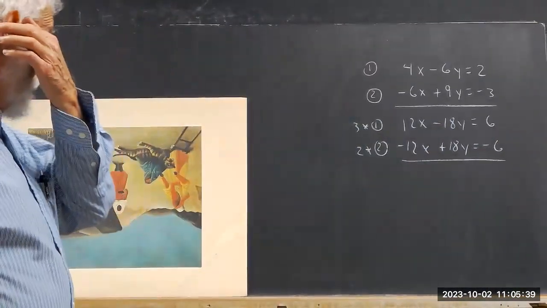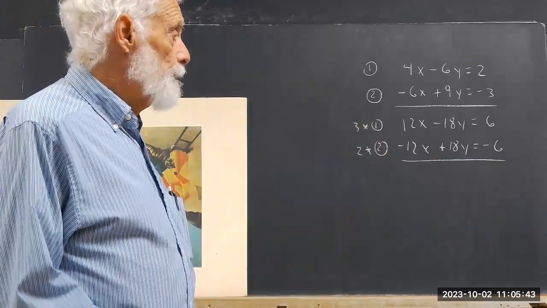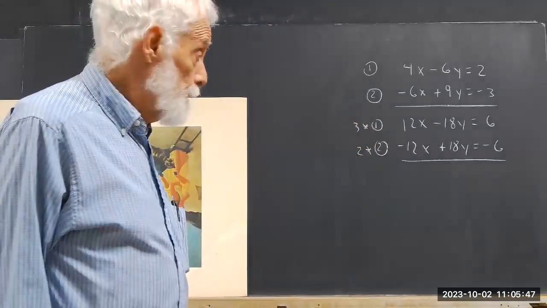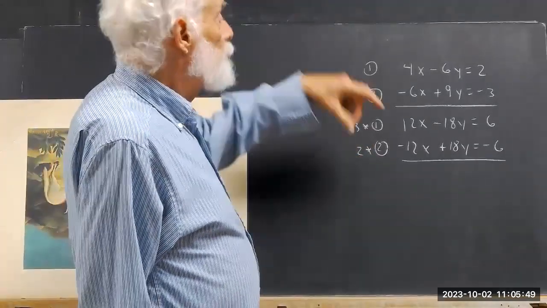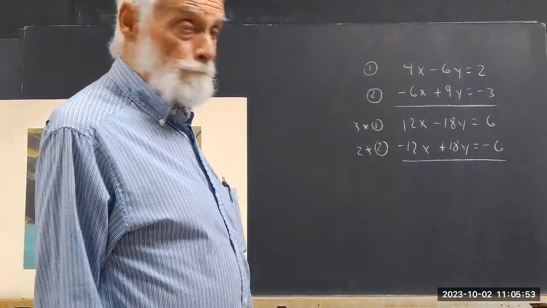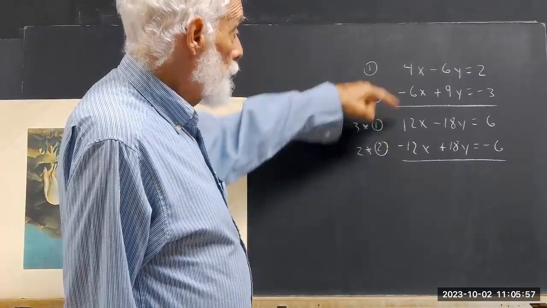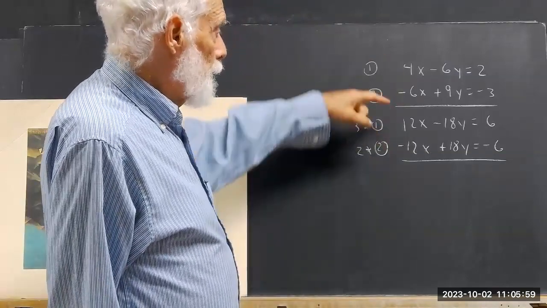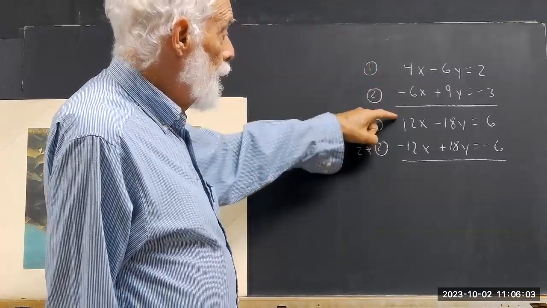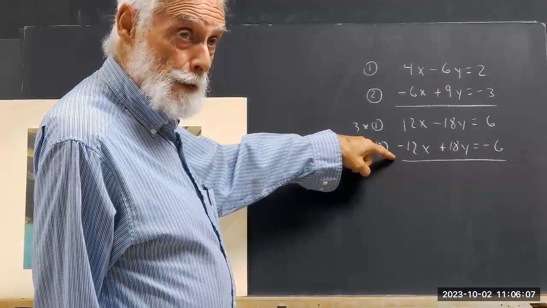Okay. Now, first of all, how did I pick these numbers? Well, the least common multiple of 4 and 6 is 12. So in order to get 12 up here, I better multiply by 3. And in order to get negative 12 here, I better multiply by 2. Then my x's will be eliminated, okay?